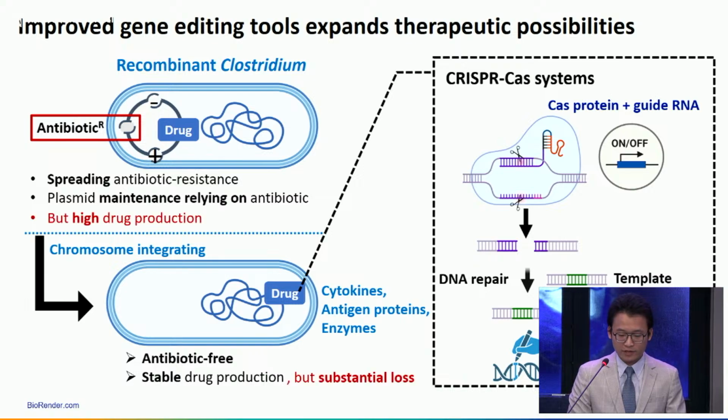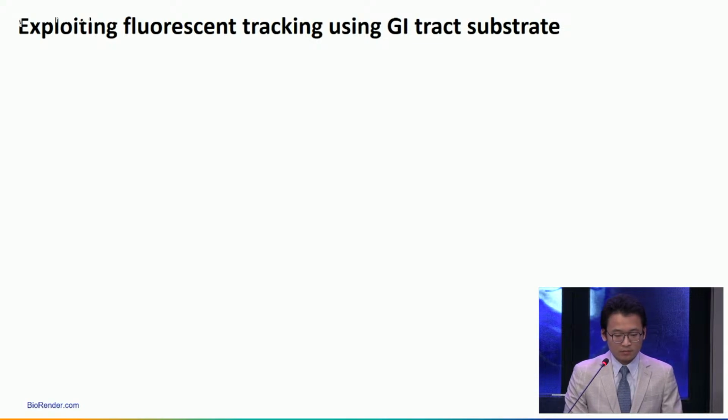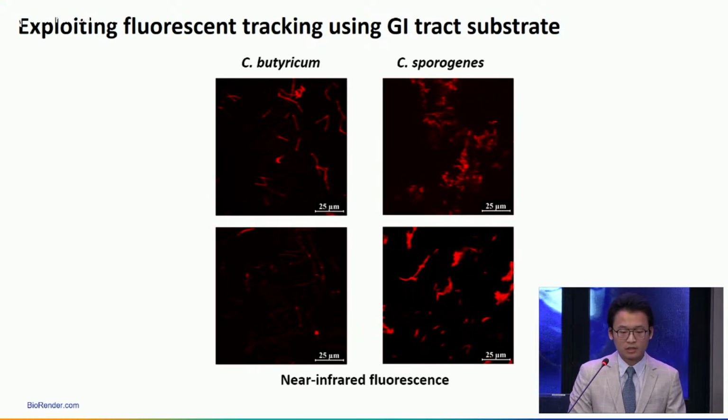However, we observed that there is a substantial loss of drug production in chromosome integrating compared to recombinant plasmid with high drug production. Besides, as a demonstration using CRISPR-Cas system to efficiently rewrite Clostridium chromosome, we genomically engineered Clostridium cells to produce near-infrared fluorescence for checking of recombinant Clostridium using a GI-tract substrate.